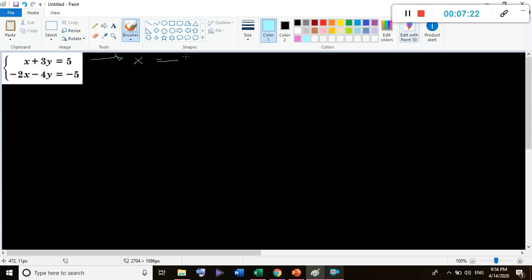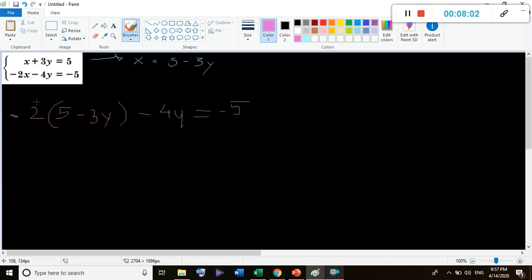It's going to be x equals 5 minus 3y. Okay, let me write it properly. Now we're going to substitute the x value into this equation to find y. So it's going to be negative 2. Instead of x, we're going to substitute 5 minus 3y, minus 4y equals negative 5.